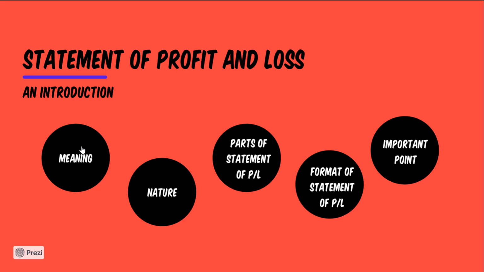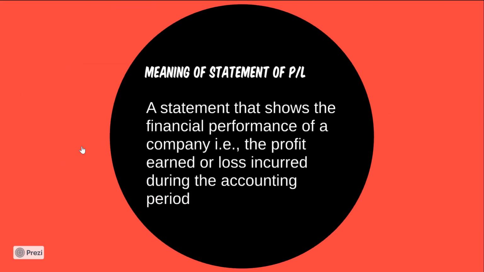Let's begin with meaning. Meaning of statement of profit and loss. It is a statement that shows the financial performance of a company, that is the profit earned or the loss incurred during the accounting period.